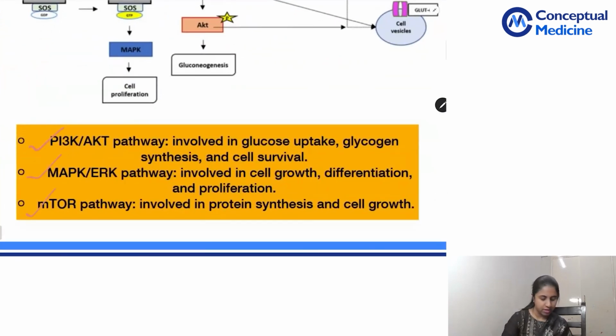Just remember these three parts, very very important. You have the AKT pathway, you have the MAP kinase pathway, and you have the mTOR pathway. This AKT is very very important because it is involved in metabolism. So it is involved in glucose uptake, glycogen synthesis, and cell survival. The MAP kinase is mitogen activated protein kinase, so obviously it is of mitotic benefit: cell growth, differentiation, and proliferation are activated by the MAP kinase pathway. The third important one is the mTOR pathway, which is an anabolic pathway involved in protein synthesis and cell growth.